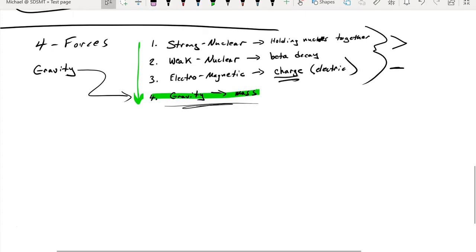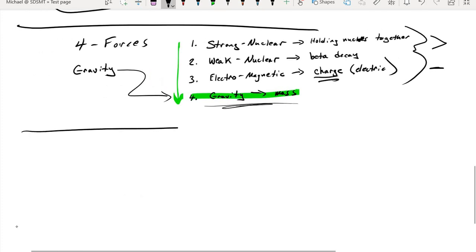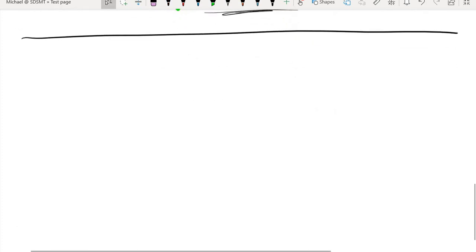Well, we need to take a look at the idea of electric charge, and once we get a better definition of electric charge, then we'll actually see why the electromagnetic case is going to be stronger than the gravity case. So, electric charge.